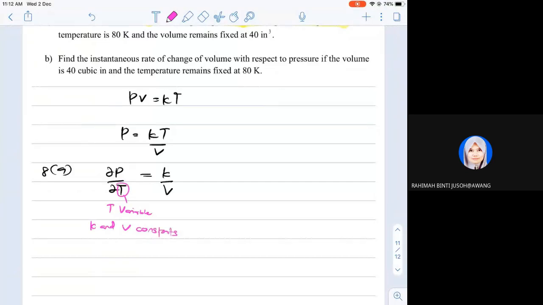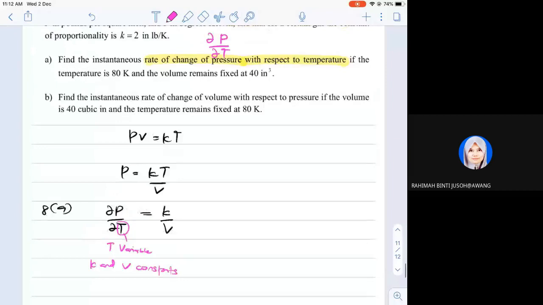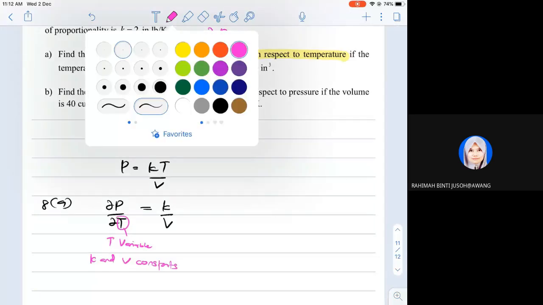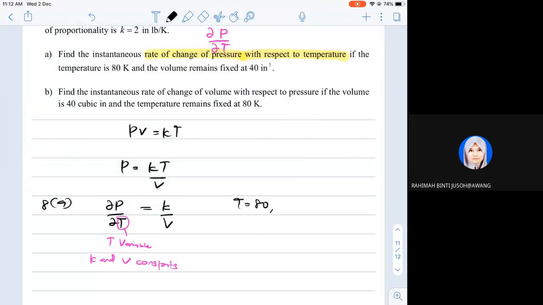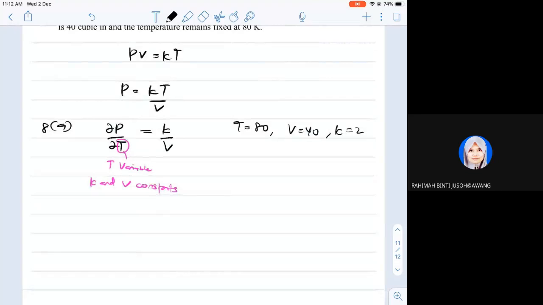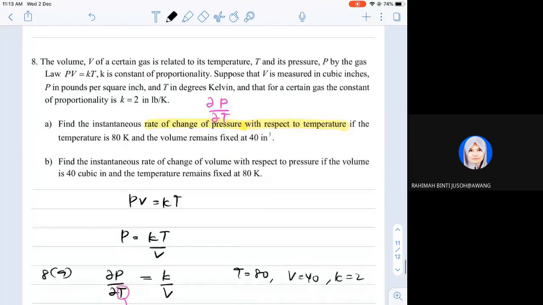Alright, now we just need to substitute. It said that temperature is 80, volume is 40, and then dia bagi K equals to 2. So just substitute. Del P over del T equals to K over V. Oh, tak guna pun T 80 tu. So we will have K equals to 2, V equals to 40. So we should get 1 over 20. That's it.